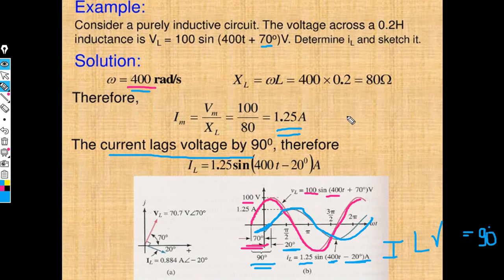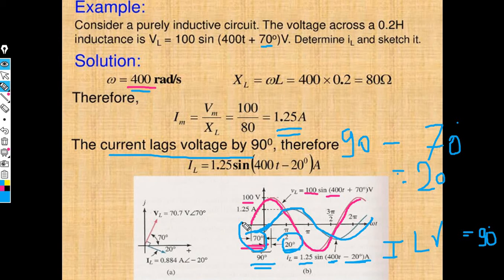Here the 70 degree angle is given, and the 90 degree angle is the current I lag, so we take a minus sign. That obtains 20, so the 20 angle is there and the 70 angle is there. Now this is the problem based on a purely inductive circuit.